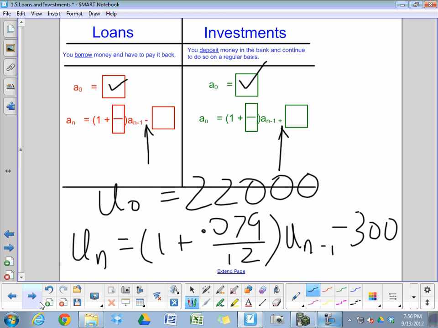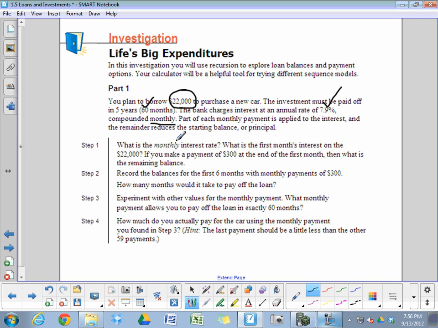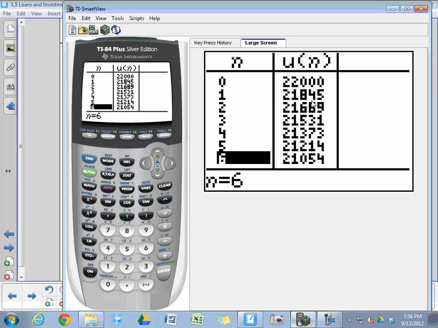The question was, what is the monthly interest rate? That's going to be 7.9 divided by 12. This is an annual rate. You divide it by 12 to get the monthly rate. What's the first month's interest? Well, for that, just take 0.079 divided by 12 times 22,000. That'll give you that first month's interest. That's how much they're going to charge you that month for the right to borrow the money. If you make a payment of 300 at the end of the first month, what is the remaining balance? That was on the calculator right here, 21,845.